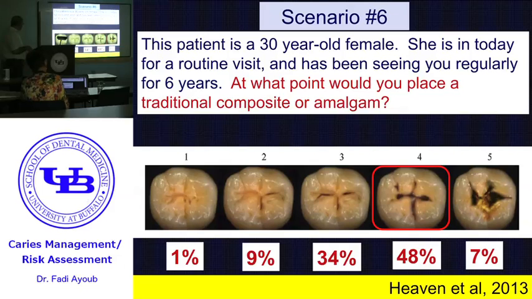Most people go right away here, 48%. At this point, would they put traditional composite, versus the second scenario, the 12 is 33. So there's a little bit of a shift, okay? Not much of a difference really, except if you take a look.